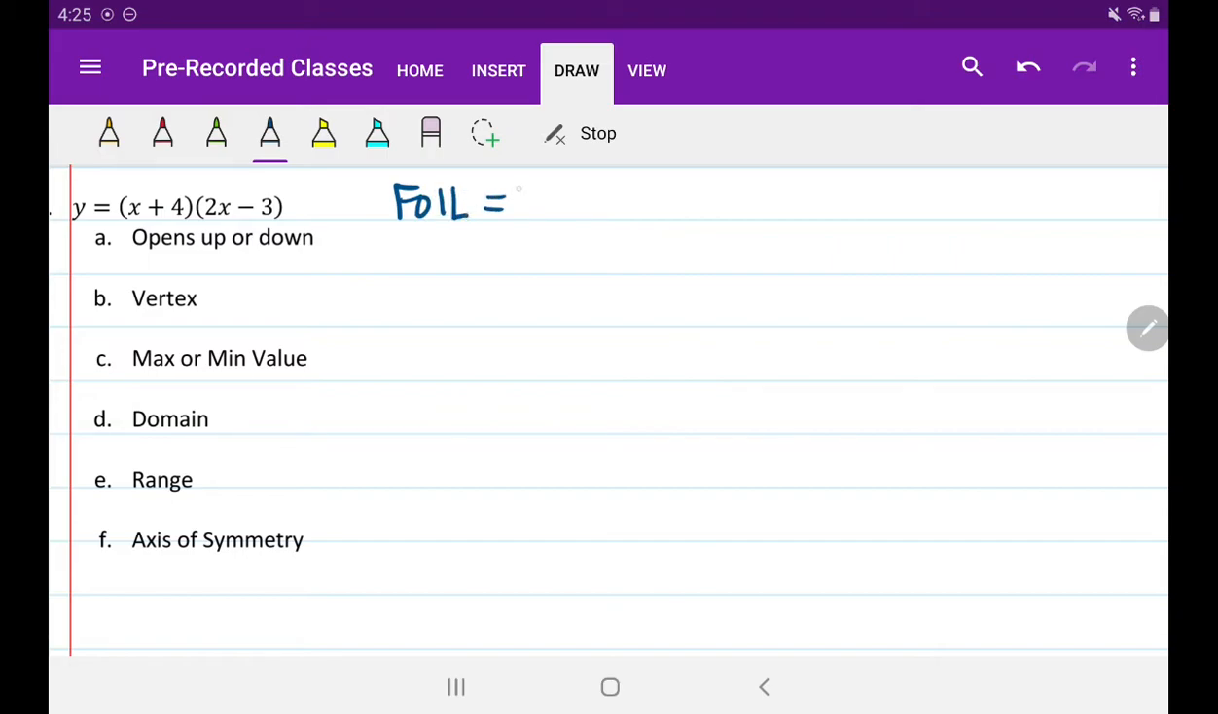If I multiply my firsts, I'll get 2x squared. If I multiply my outers, I'll get -3x. And then if I multiply my inners, I'll get plus 8x. And then if I multiply my lasts, I'll get -12. Okay, and so we can go ahead and simplify that. So I've got 2x squared plus 5x minus 12.